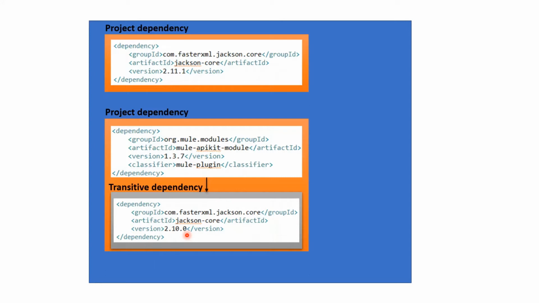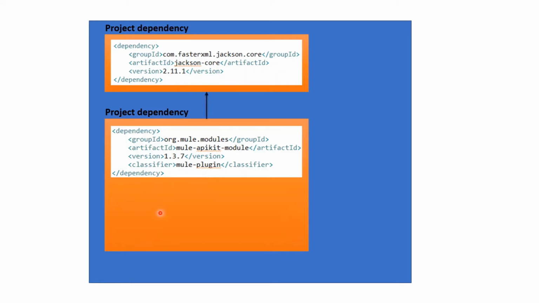Now, since all the Mule 4 projects are Maven based projects, what happens in the absence of class loading isolation is that the transitive dependency of the APIkit module would not be given preference. That is, the FasterXML Jackson core in this case with version 2.10.0 will not be preferred. Instead, the project dependency will be given precedence.